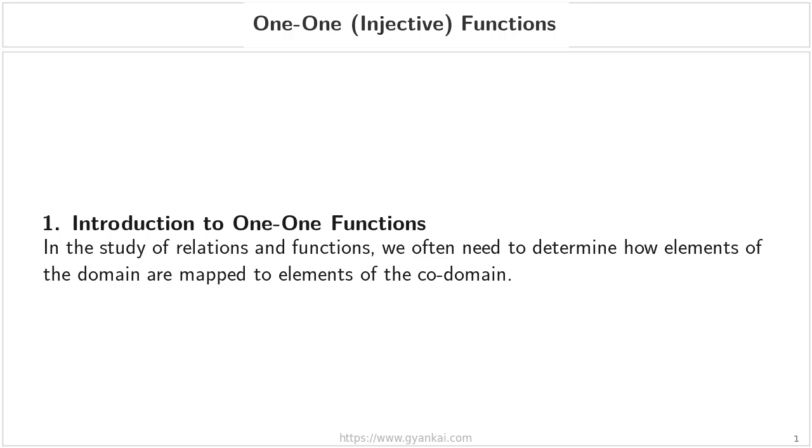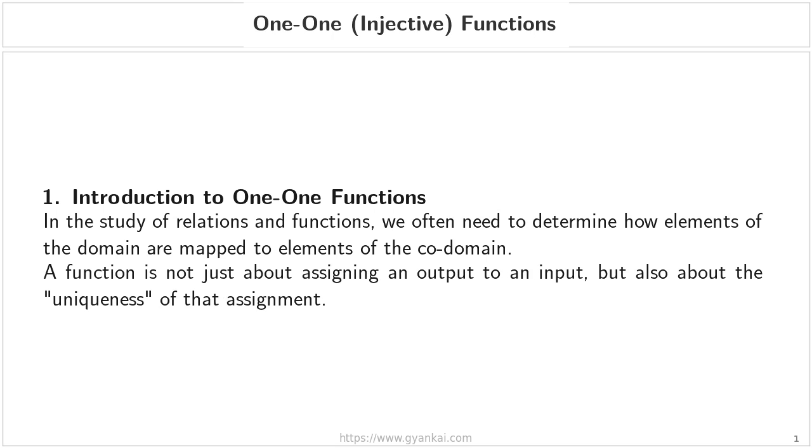In our study of relations and functions, we are often interested in the mapping process, specifically, how the elements of the domain, which are our inputs, are paired with the elements of the codomain, which are our potential outputs. It is important to understand that a function is not merely about the act of assigning an output to an input. We must also consider the uniqueness of that assignment. We want to know if the relationship between the input and the output is exclusive.